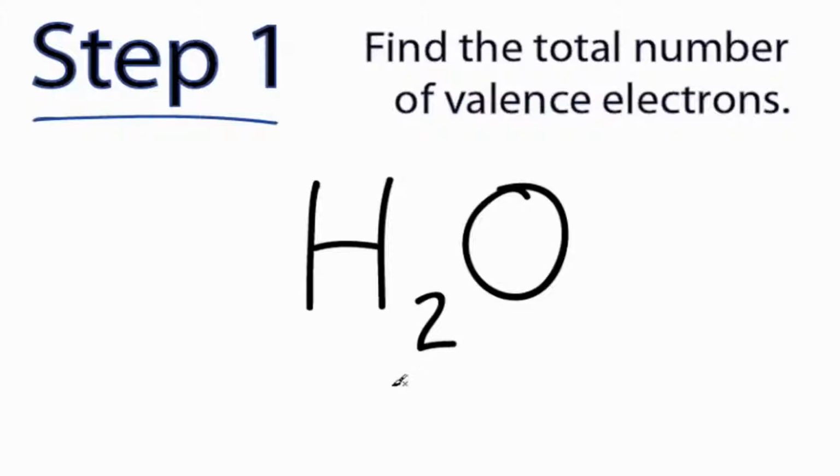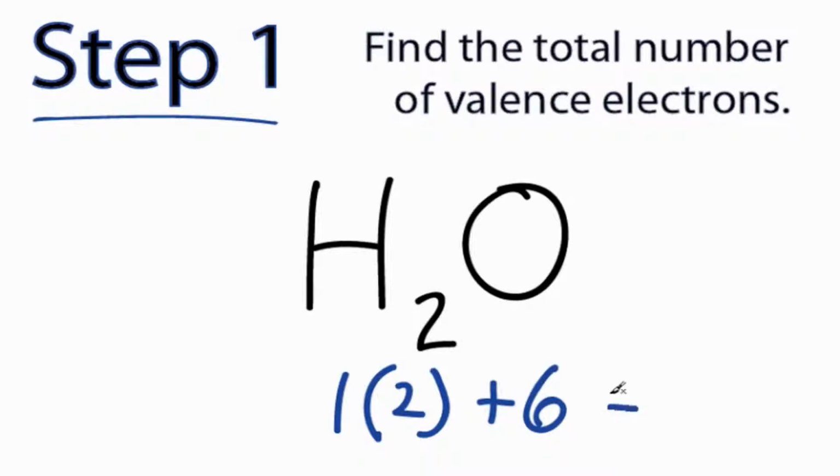Let's try one. We'll use the periodic table to figure out how many valence electrons each element has. Hydrogen is in group 1 on the periodic table, so it has 1 valence electron. But the subscript tells us that we have 2 hydrogens, so we'll need to multiply that by 2. Oxygen is in group 6 or 16. It has 6 valence electrons. And when we add that up, 2 plus 6, we get a total of 8 valence electrons for H2O.